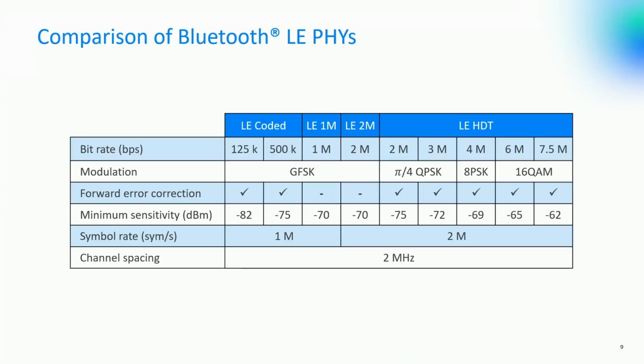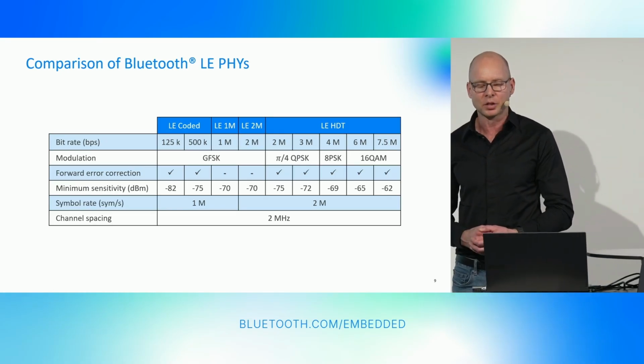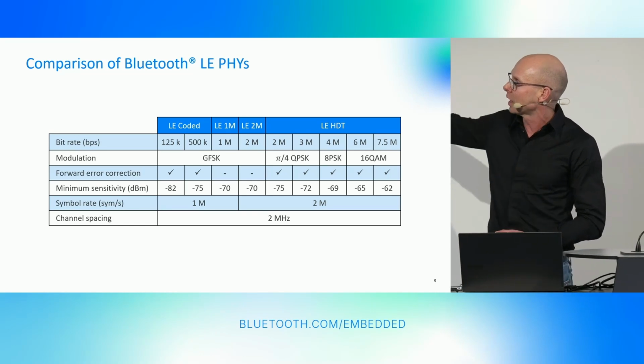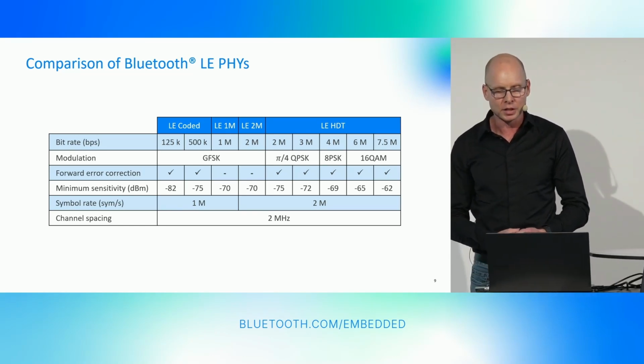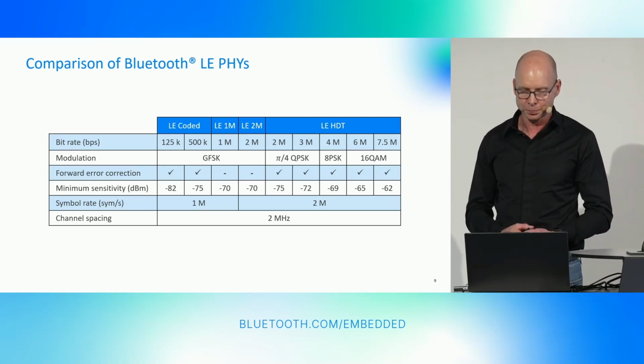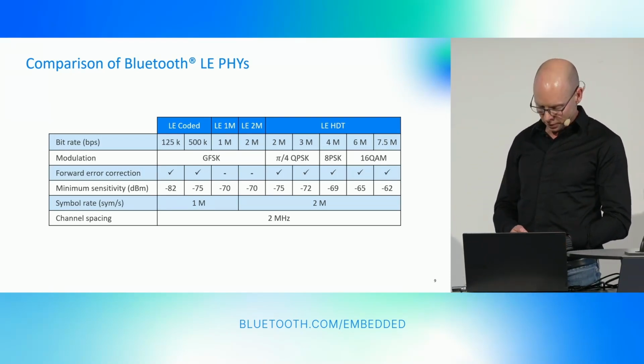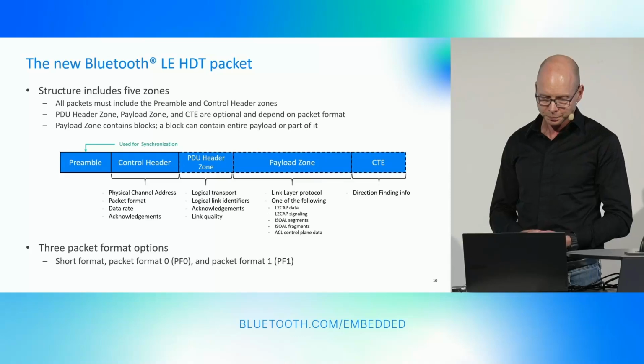There's better sensitivity at 2M with HDT than there is with the existing LE2M PHY, but do keep in mind that that's different. We're comparing different modulations, so not exactly an apples to apples comparison. HDT, of course, is going to give you the fastest speed, the greatest capacity out of all these PHYs that you see here. But if you're looking for maximum range, LE Coded is still going to be your best choice there.